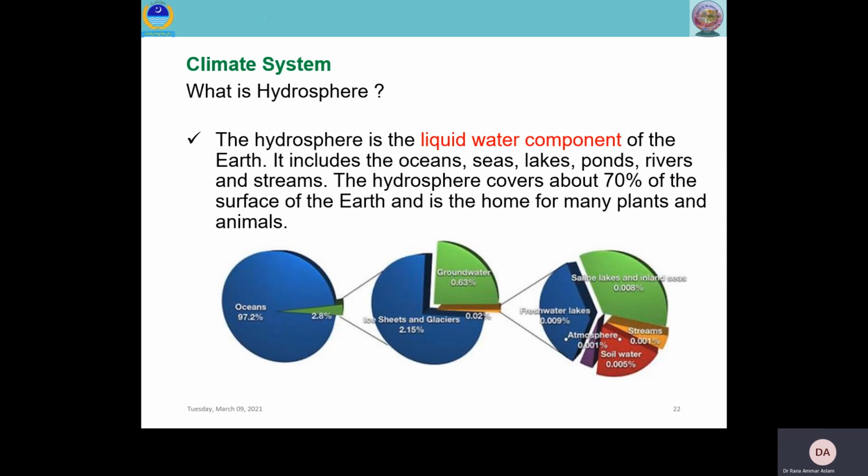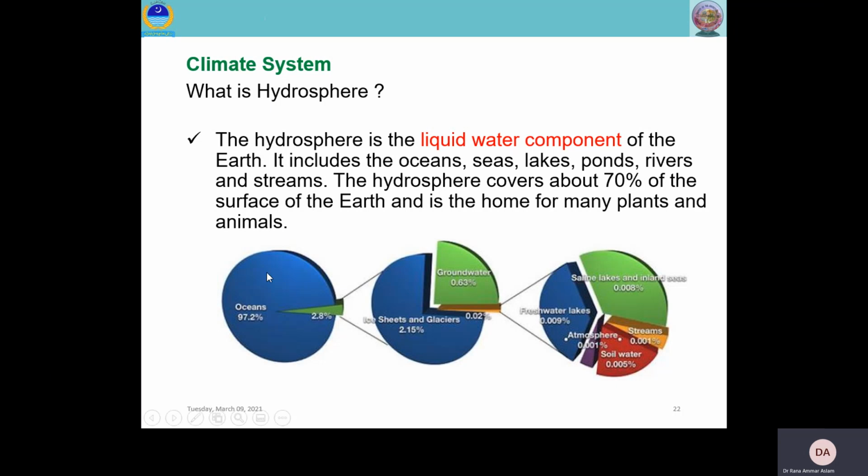So you know that of the whole globe, the hydrosphere covers 70%, right? And 30% are the land masses of the lithosphere. The hydrosphere also serves as a home to many living beings.